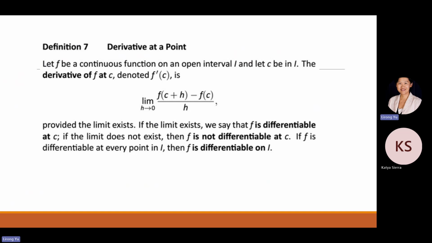The denominator is a subtraction of the x value. The x value is c plus h minus c. So that's subtracting those, and that's how you get h. So this is really a slope calculation, or you can call it the difference quotient. Difference means it's subtraction, quotient means the division. So this is the difference quotient. The limit of the difference quotient gives the derivative.